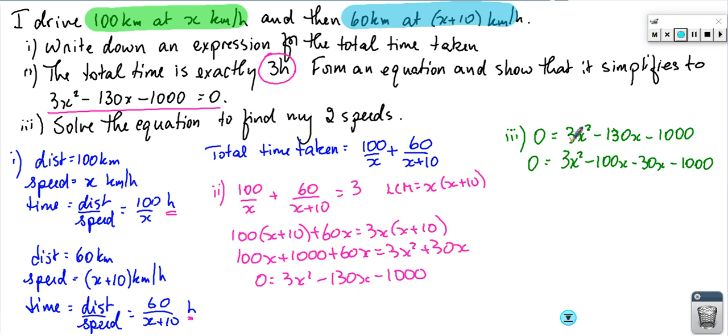So in that case, A would have been 3, B minus 130, and C minus 1000. I'm going to use grouping, so 0 equals x into 3x minus 100, minus 10 into 3x, minus 100.